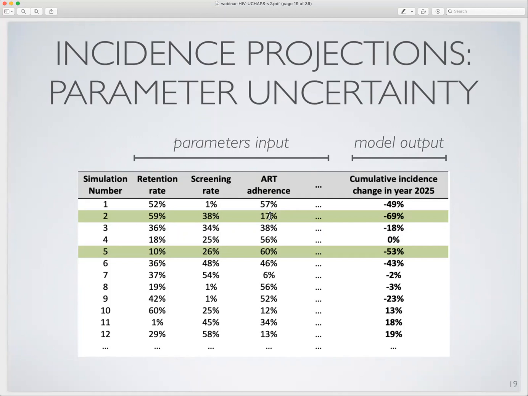So then, by knowing that this is a successful scenario, for example, scenarios 2 and 5 are the scenarios that are successful, you can look back at the parameters and record their values and say, okay, if I have a retention rate of 59%, a screening rate of 38%, an adherence to treatment of 17%, and so on, then my goal of reducing HIV incidence by half is likely to work.